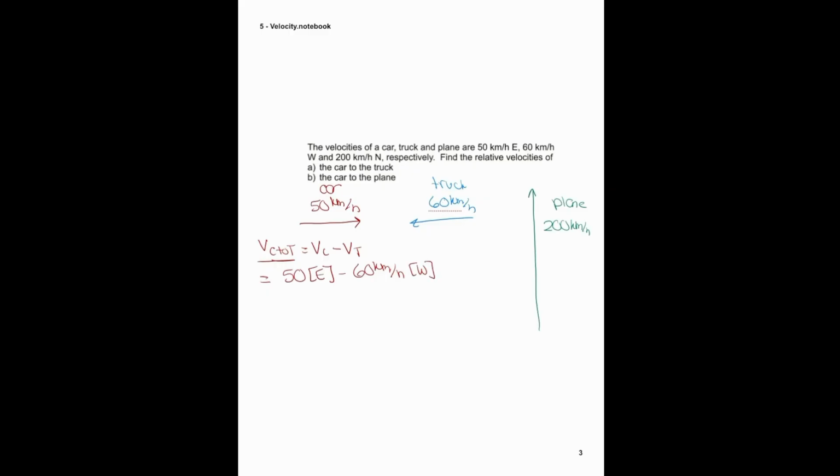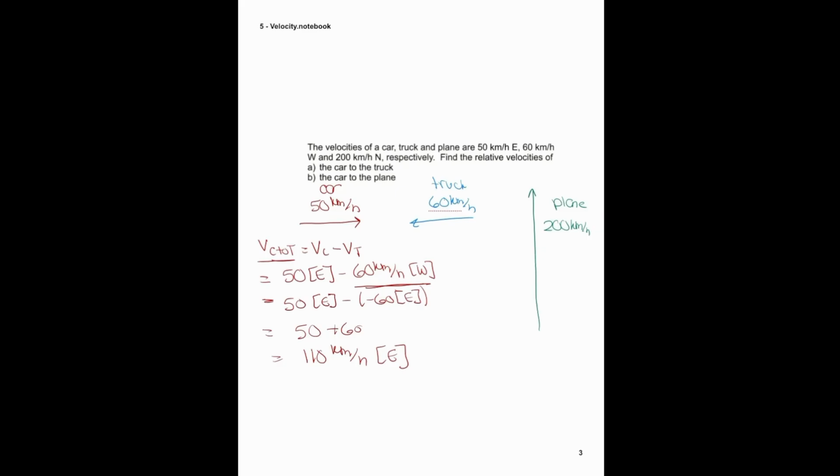In order to do this math, I have to change this to be east. So the opposite of 60 kilometers west is going to be negative 60 kilometers east. Same as subtracting the vector, changing its direction. So now we have 50 plus 60. So the velocity of the car relative to the truck is going to be 110 kilometers per hour, and that is in the easterly direction.